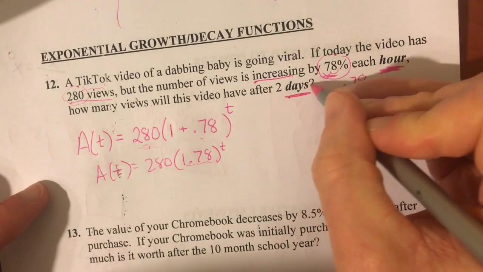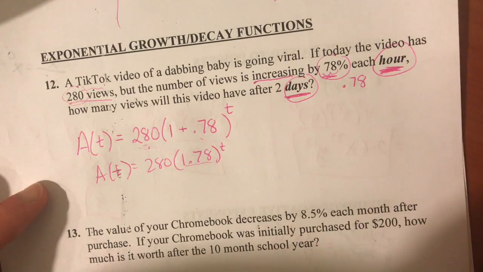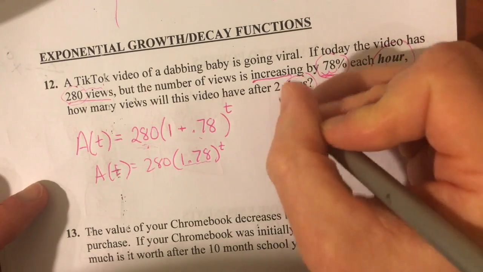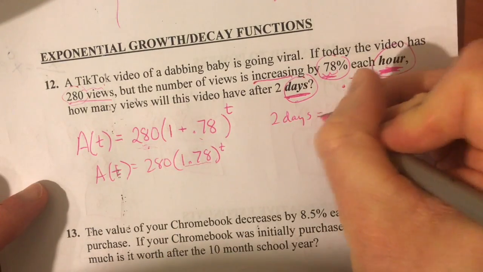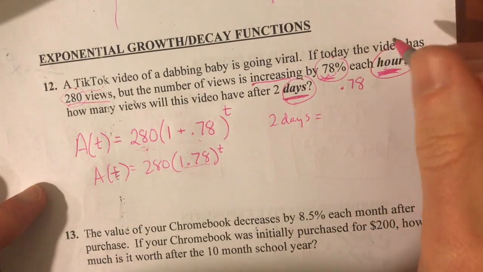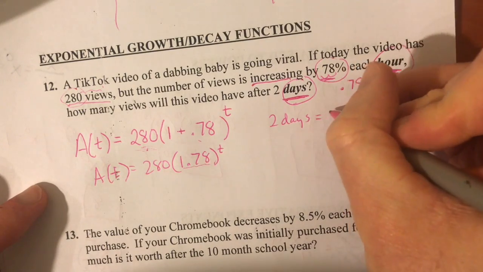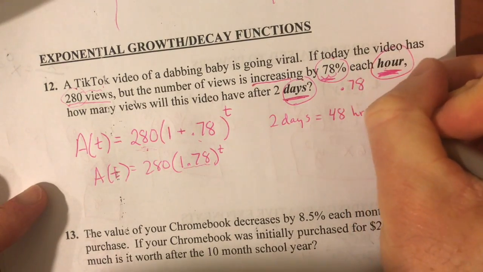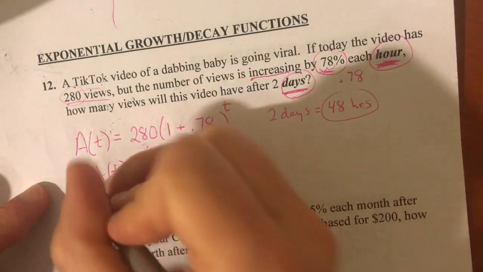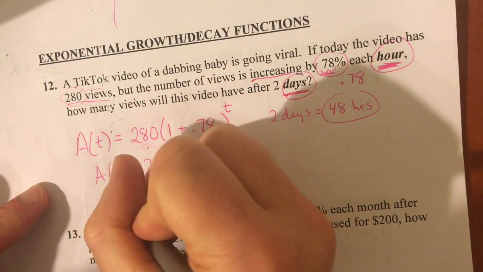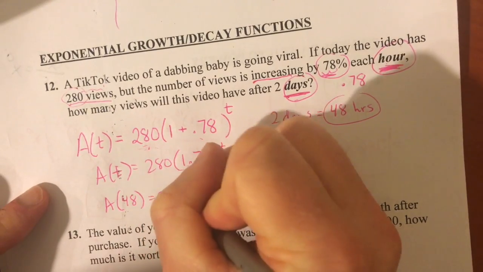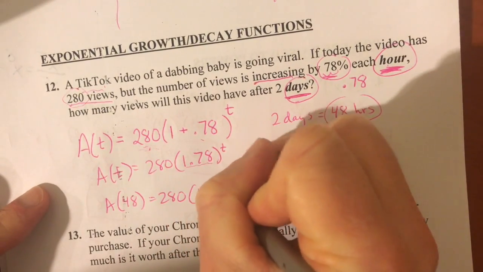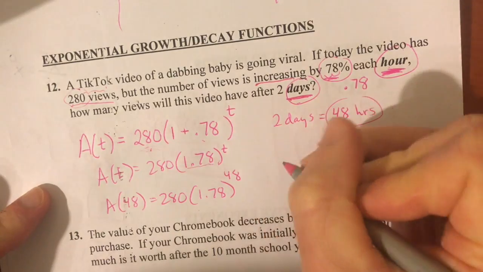So if I want to know what's after 2 days, hopefully you would catch this, that these are not the same unit. 2 days, this is set up in terms of hours. Well, then you just have to know that each day is 24 hours, so 2 days is 48 hours. I'm sorry if you think that's unfair. And so I really want to know, well, what is the amount of views that this will have after 48 hours? So 280 times 1.78 raised to the 48.